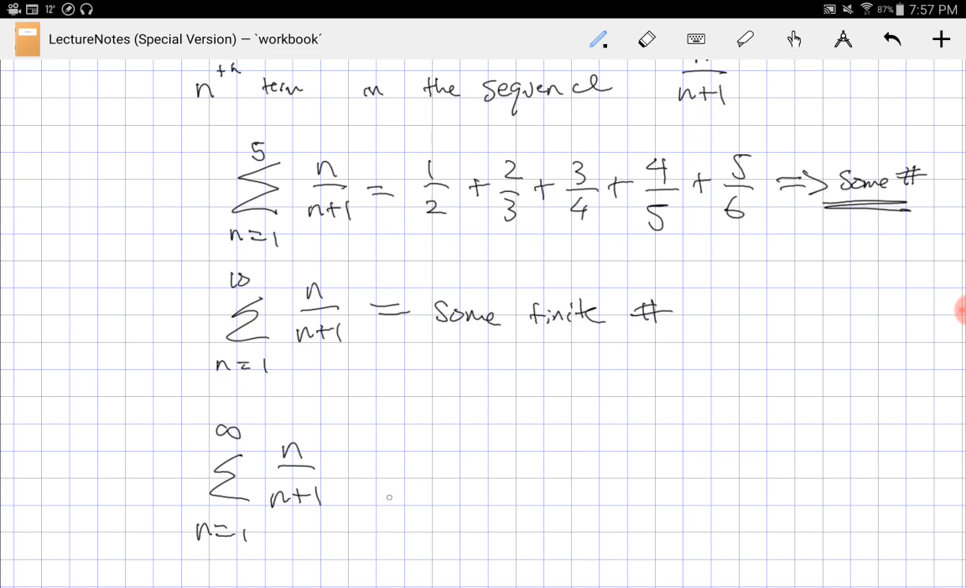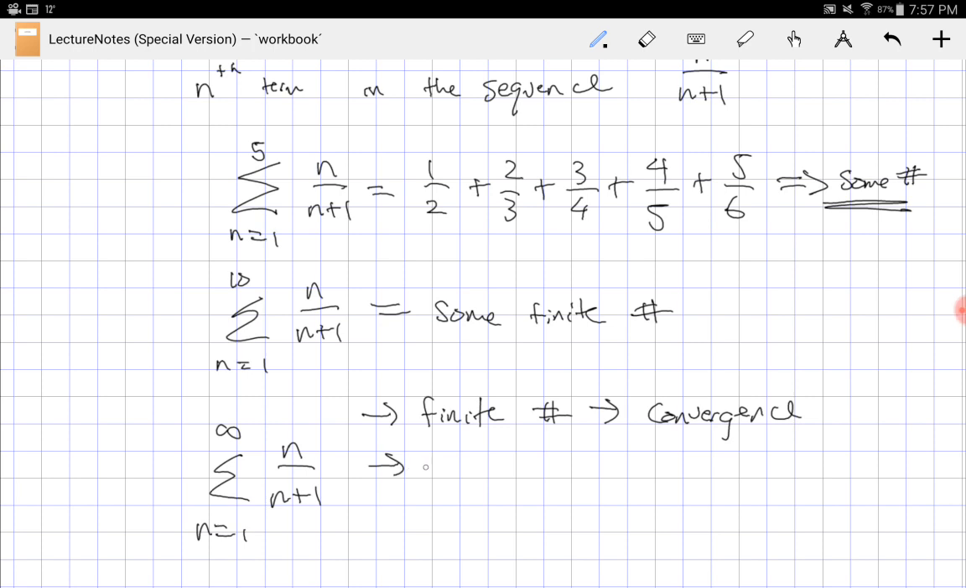And we want to know, well, if I sum up all the terms in this infinite sequence, will I produce a finite number, or will this sum always be increasing, or will it always be changing? If this sum is a finite number, then we call that converging. So if it's a finite number, we call this convergence.